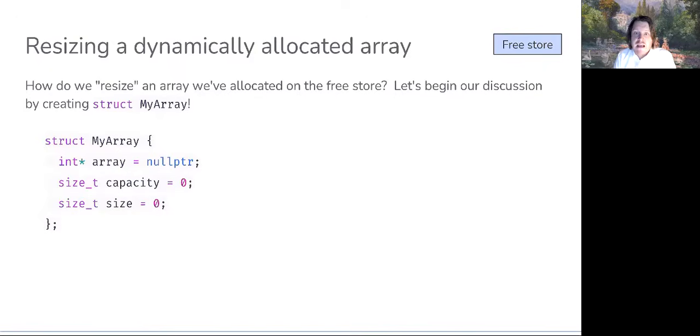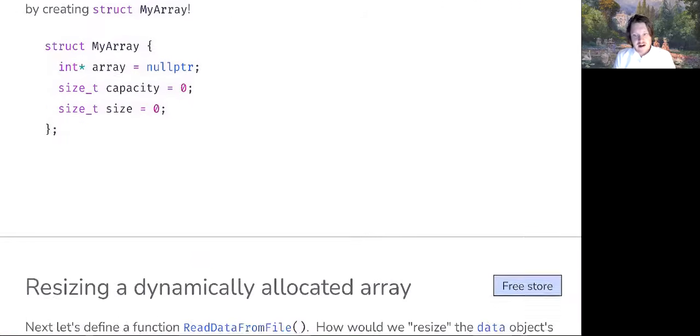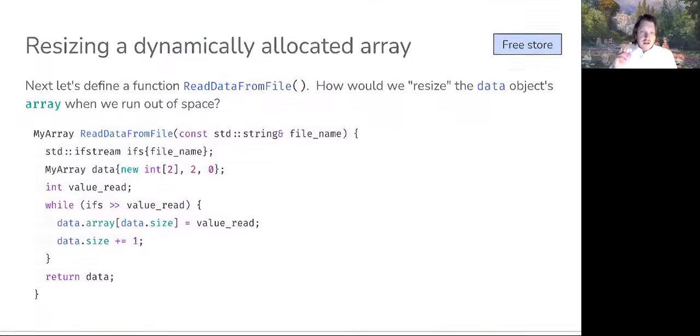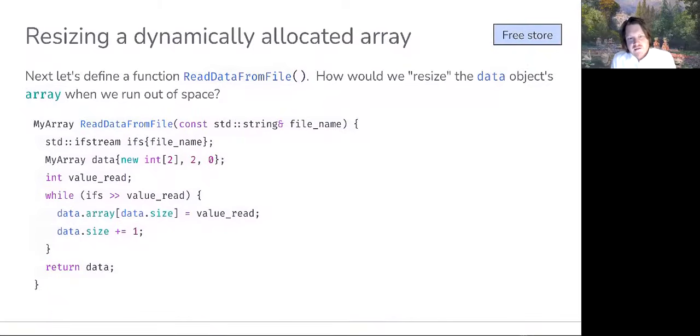For instance, if we have an array of 1 element, that element is going to reside at index 0. Size would reflect 1 because of the 0 indexing, but size is also going to tell us the position that's available. And then when size meets capacity, well, we've used up all the slots there and we'll have to perform that resize operation. So with all of this in mind, let's define a function read data from file. And the question is, how would we resize the data objects array when we run out of space?